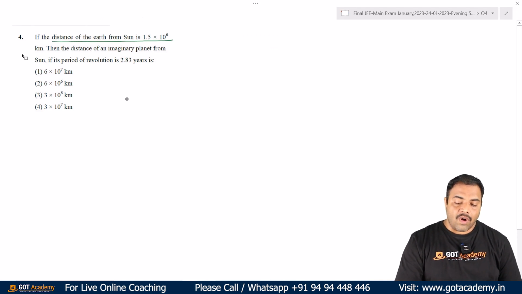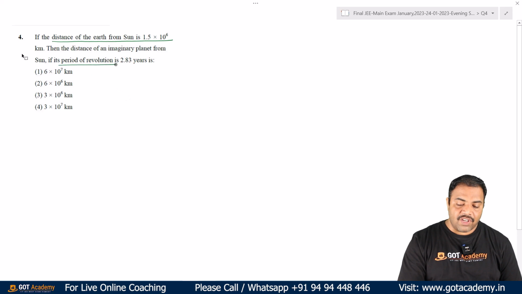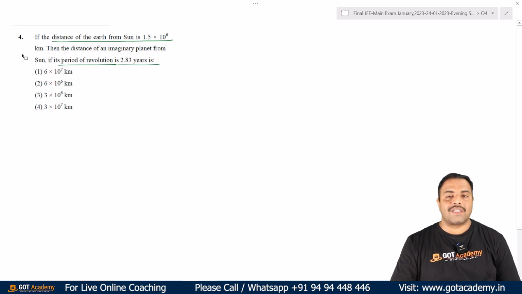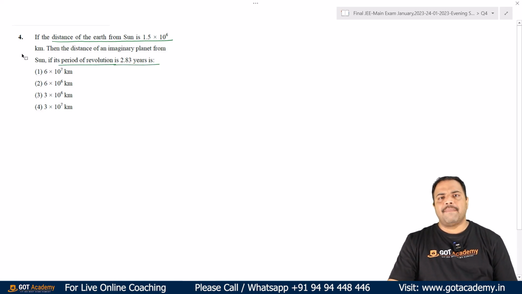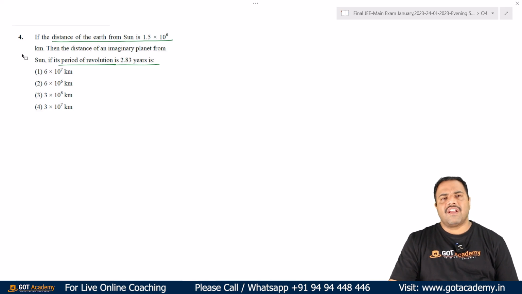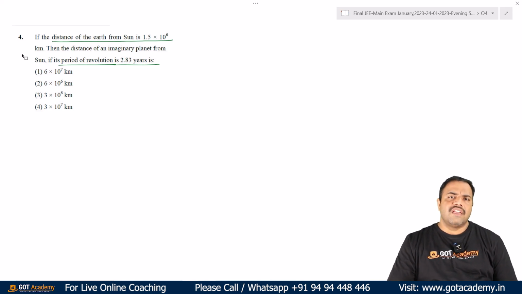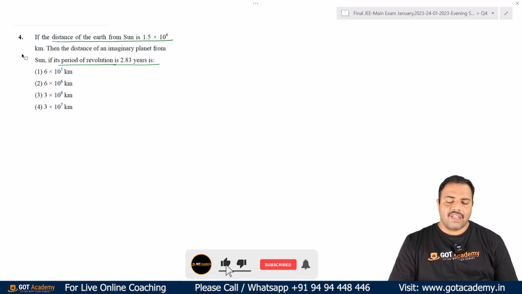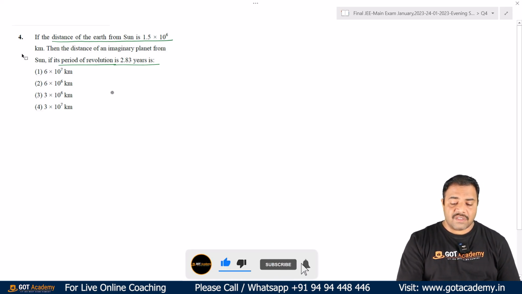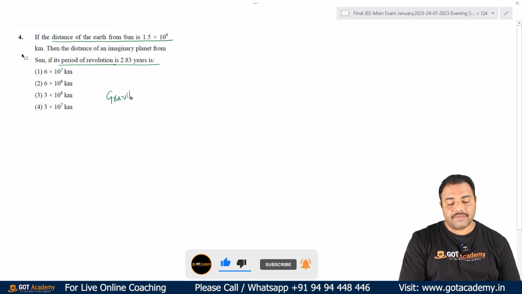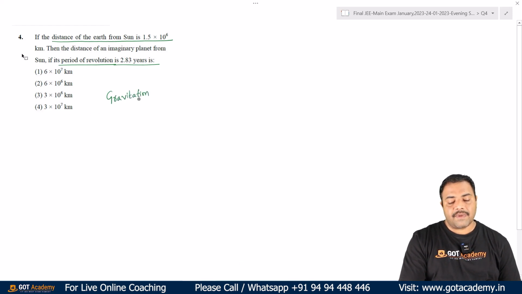Now what he is asking is the period of revolution, in the sense time period. He has mentioned the distance and he is asking the time period. So recollect the information which you have studied in your 2 years courses. Time period and distance were given, so it was very clear that this is from the gravitation chapter. The subtopic here is Kepler's third law.